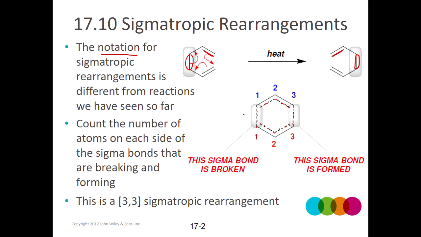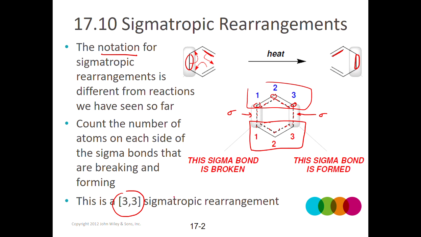But if I specifically focus on the sigma bonds that are breaking and forming and count the number of atoms on either side of that, right? So here are my two sigma bonds. I've got 3 atoms on this side and 3 atoms on this side. That's what gives the notation in front of the name sigmatropic rearrangement. So the type of sigmatropic rearrangement is noted by giving you the number of atoms on either side of the 2 sigma bonds that are breaking and forming.